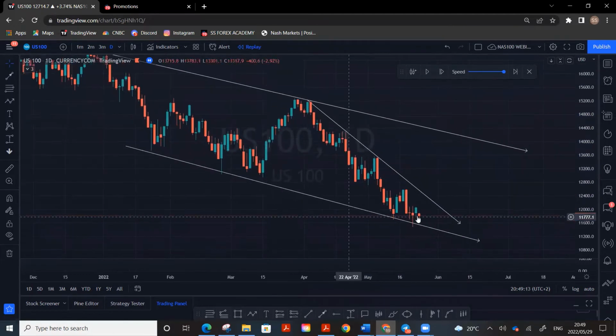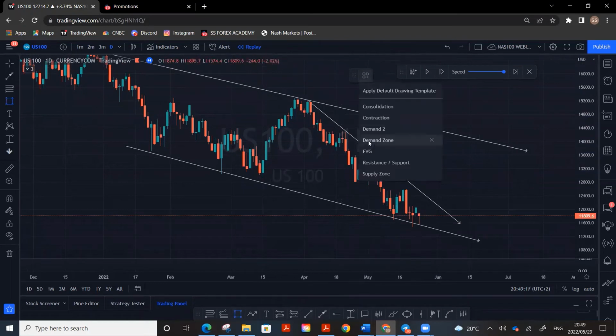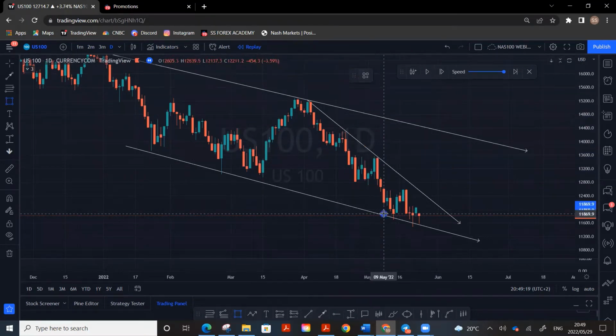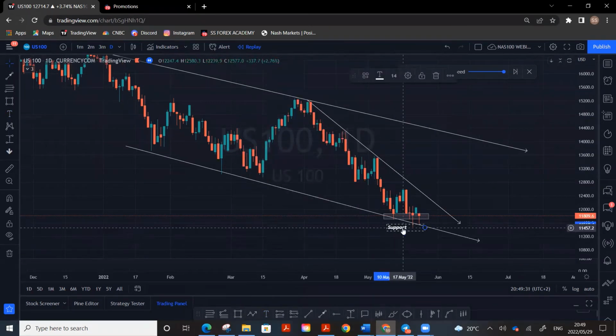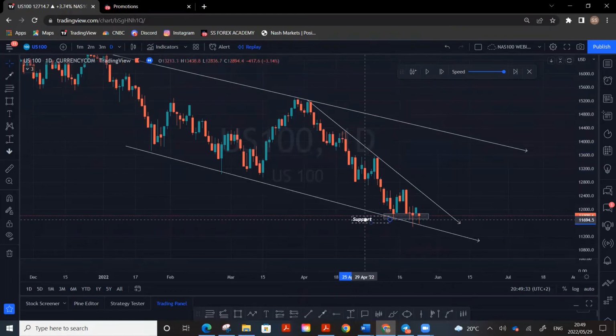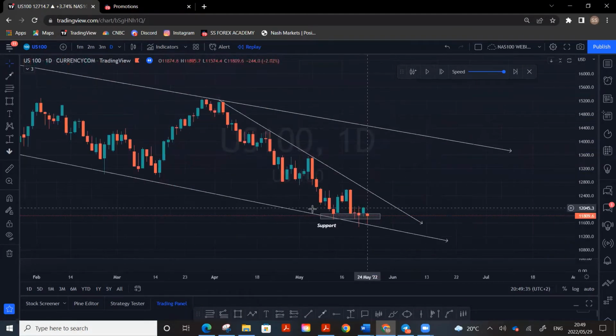So already I can see that at this level we had started to form some sort of support. You can mark that out there as support. The support was formed at that area in the market, 11,700. That was the exact area that I was looking at.